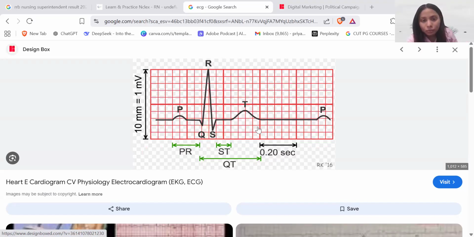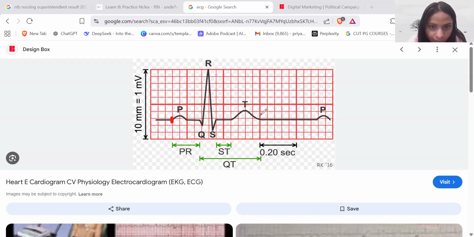This is the P wave. P wave means atrial contraction, QRS means ventricle contraction, and T wave means ventricle relaxation. From here to here, starting from this point, how many seconds did it take? Just calculate the seconds. Ma'am, one small box is 0.04 second.